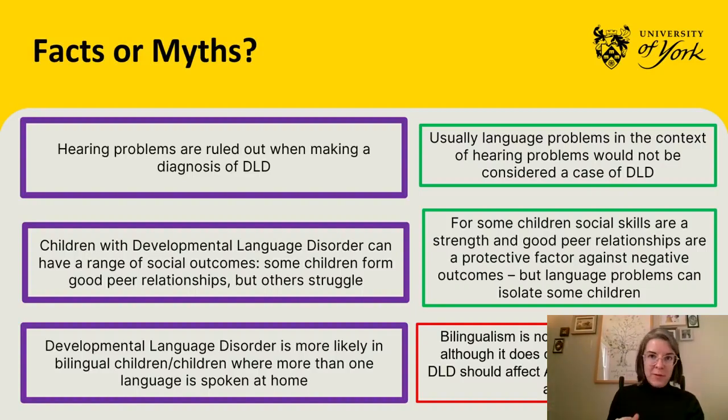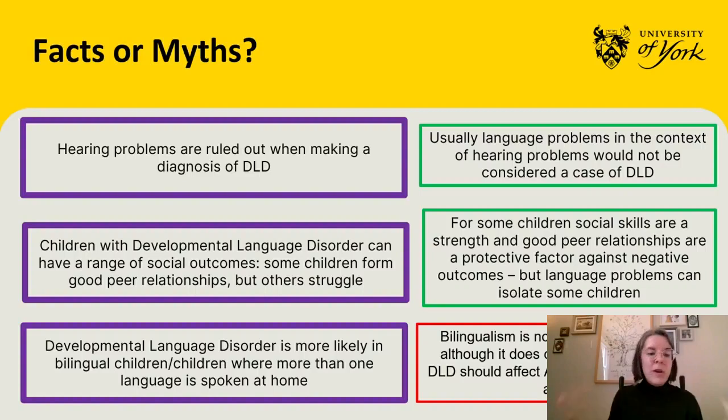Bilingualism is not a risk factor for developmental language disorder. It does make diagnosis more complicated. This is because to get a diagnosis of developmental language disorder, the language problems should not be specific to one language. If you have DLD, it will affect all the languages that you speak, which does mean that if a speech and language therapist has a multilingual family, they've got to try and work out if the child is showing problems in the home language as well. So that does make diagnosis harder, but bilingualism is not a risk factor for DLD.